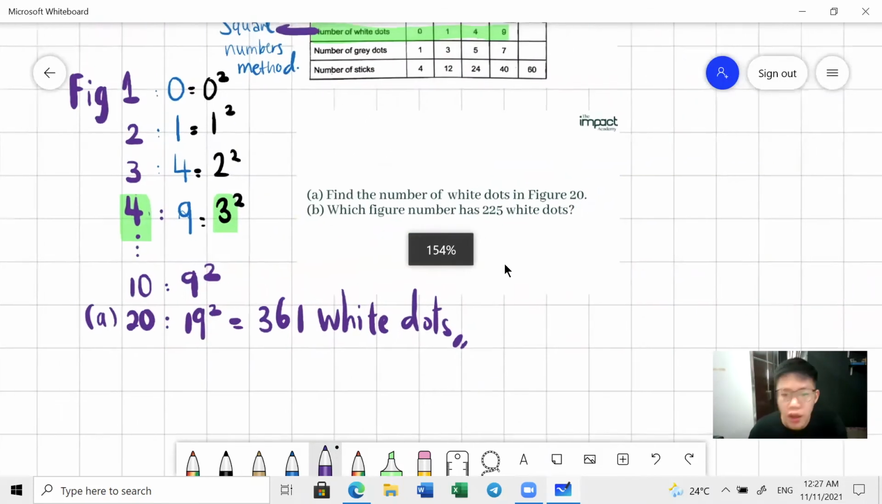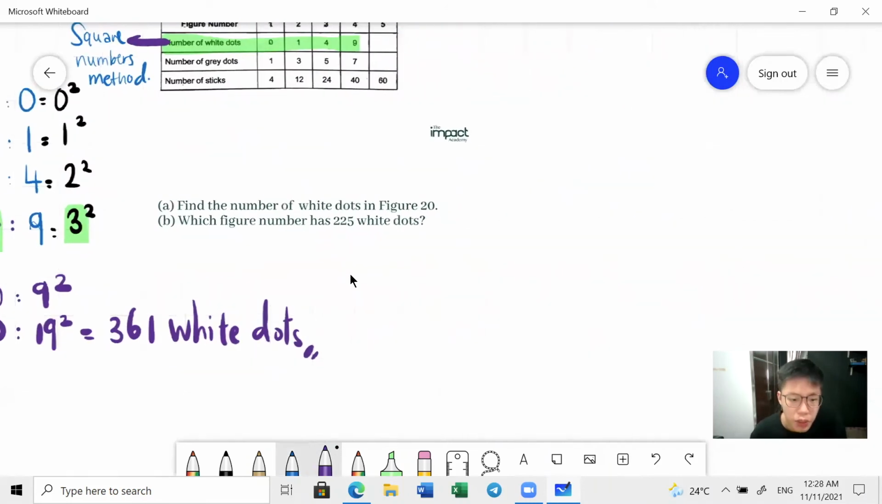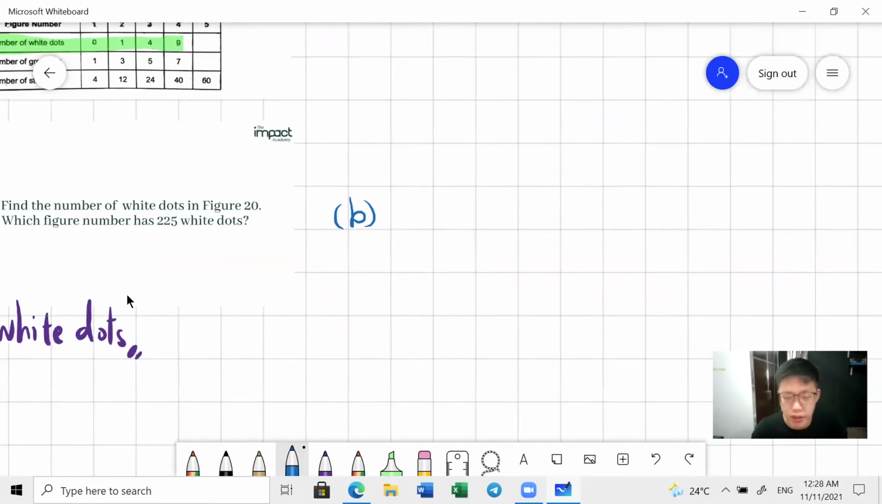All right, in the second part, which is B, over here they are asking us to find the figure number. So they flip it around and they are giving you the white dots now, and they are telling you, hey, can you find the figure number for me? All right, so same thing. Clarity comes from the expression of ideas. What you want to do is write down whatever you know first.